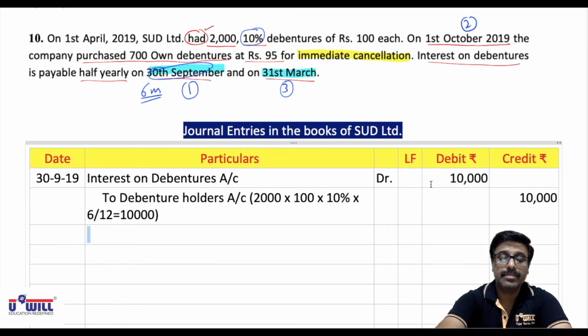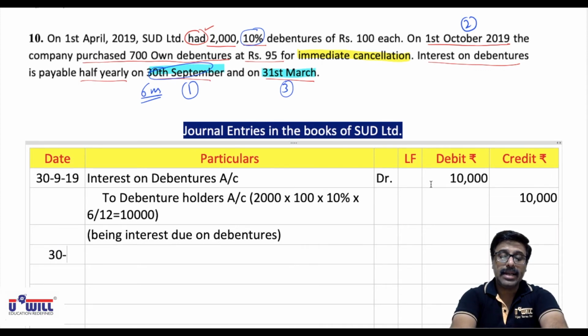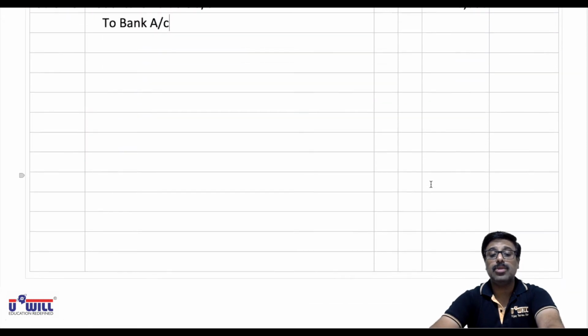Being interest due on debentures. Now, on the same date, 30th September 2019, we will make the payment also. So debenture holders are the receiver. Debit the receiver, debenture holders account debit 10,000, and bank is the giver. Credit the giver, bank account 10,000.